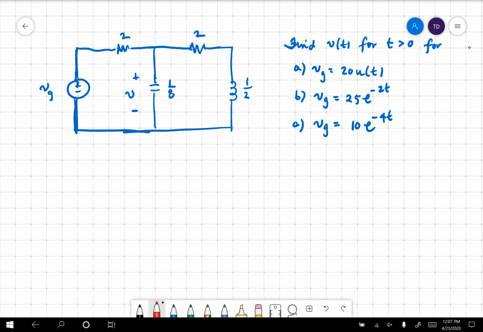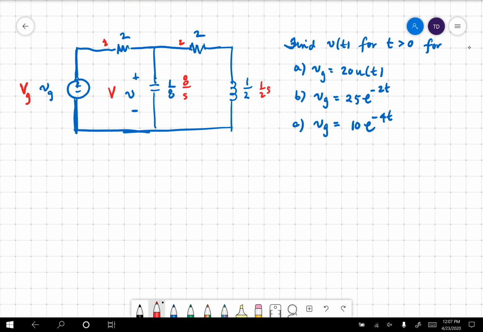The first thing we want to do in the circuit, obviously, is we want to transform it into the frequency domain. So when we do that, that will become Vg, that will become V, 2 remains 2, 2 remains 2, this becomes S over 8, and this is 1/2 S. So we have everything in the Laplace transform world.